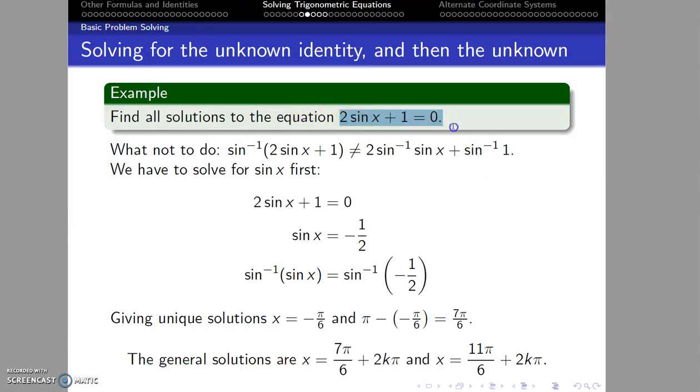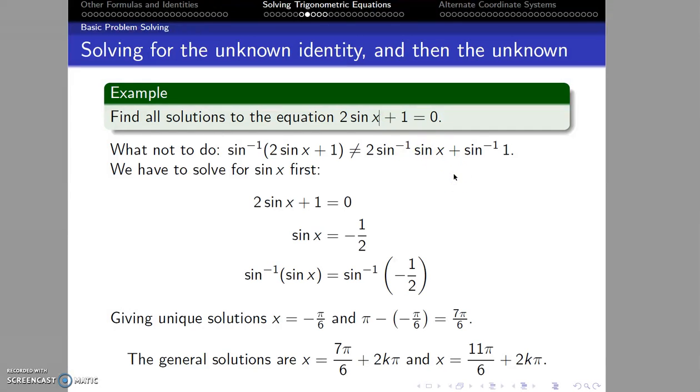Here's an equation, 2 sine x plus 1 equal to 0. I simply cannot, right now, take the arcsine of both sides. The arcsine does not distribute in the same way that sine does not distribute. It is not a multiplicative function. And so we have to solve first for sine, the unknown function type. Solve for the thing x is trapped inside, and then solve for x using arcsine. So that's going to be our strategy here. We're first going to solve for the unknown function, and then we will solve for the actual unknown x.